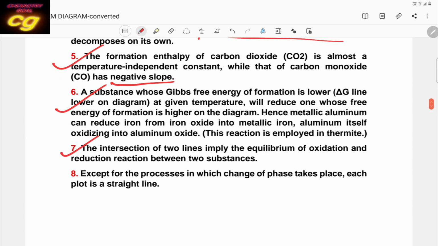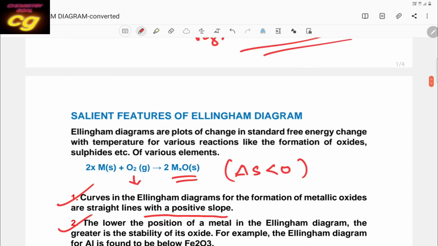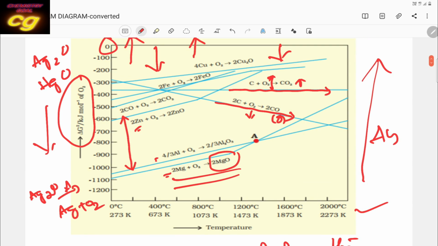Then the next very important feature of this Ellingham diagram is that the intersection of two lines implies the equilibrium of the oxidation and reduction reaction between two substances. For example, you see when two graphs intersect, this is the intersection point. At point A, the aluminum oxide and magnesium oxide graphs intersect. That means at this point both can be oxidized and reduced.